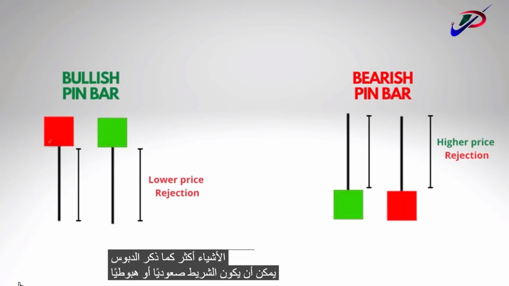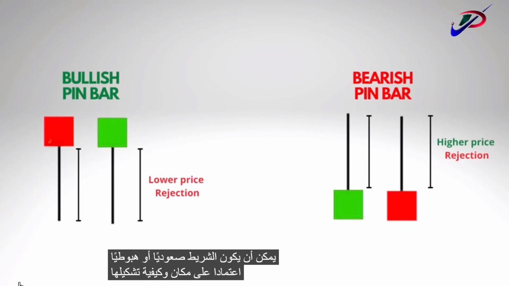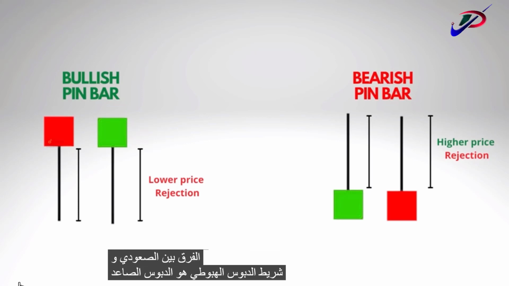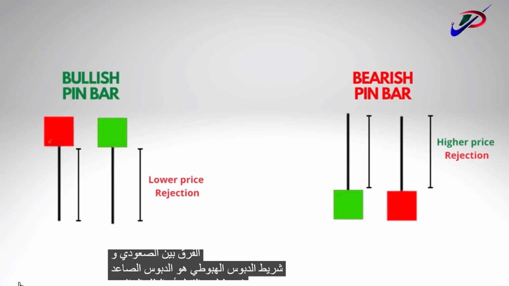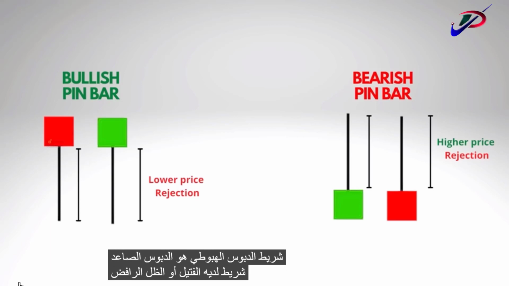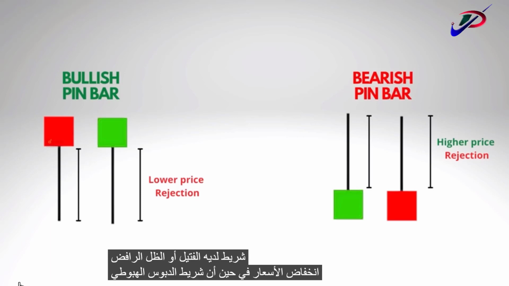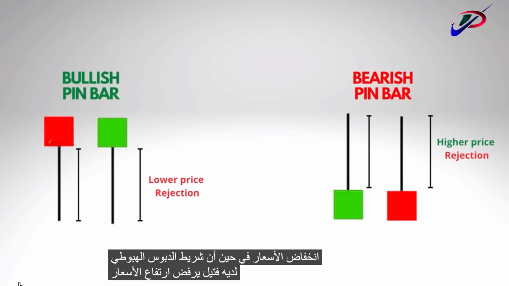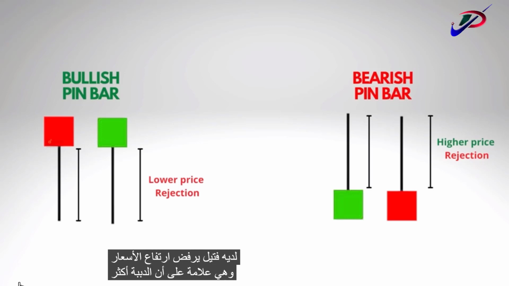Now let us take a look at the bearish pin bar setup to clear things even more. As mentioned, the pin bar can be both bullish or bearish depending upon where and how it forms with respect to the price action. The difference between the bullish and the bearish pin bar is that the bullish pin bar has a wick or a shadow rejecting lower prices, while the bearish pin bar has a wick rejecting the higher prices, which is a sign that the bears are more dominant over the bulls.